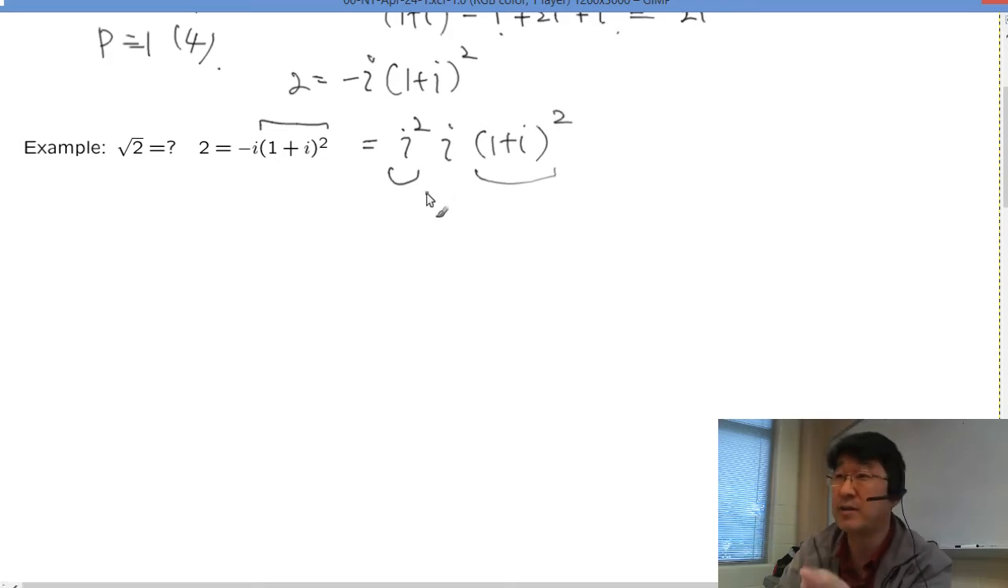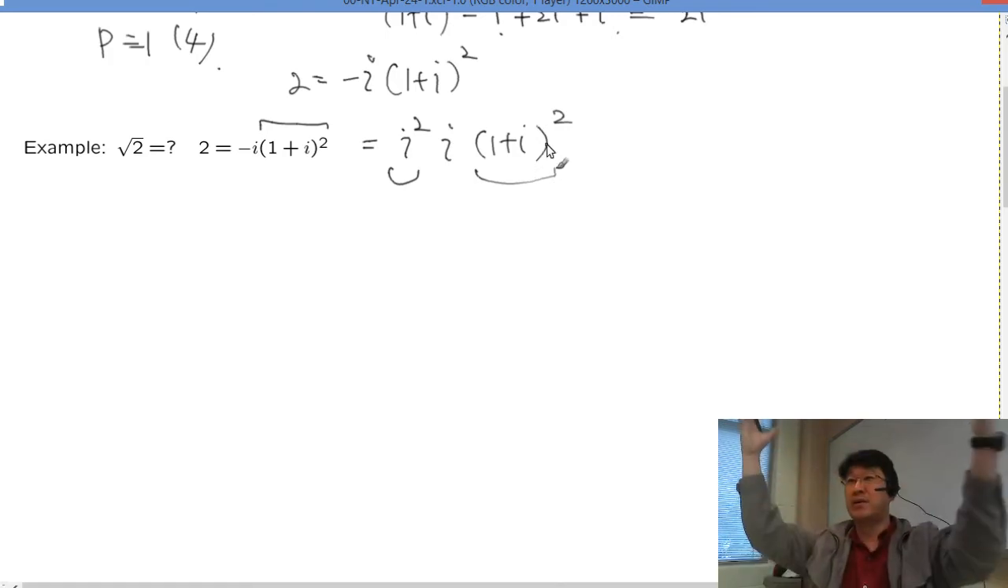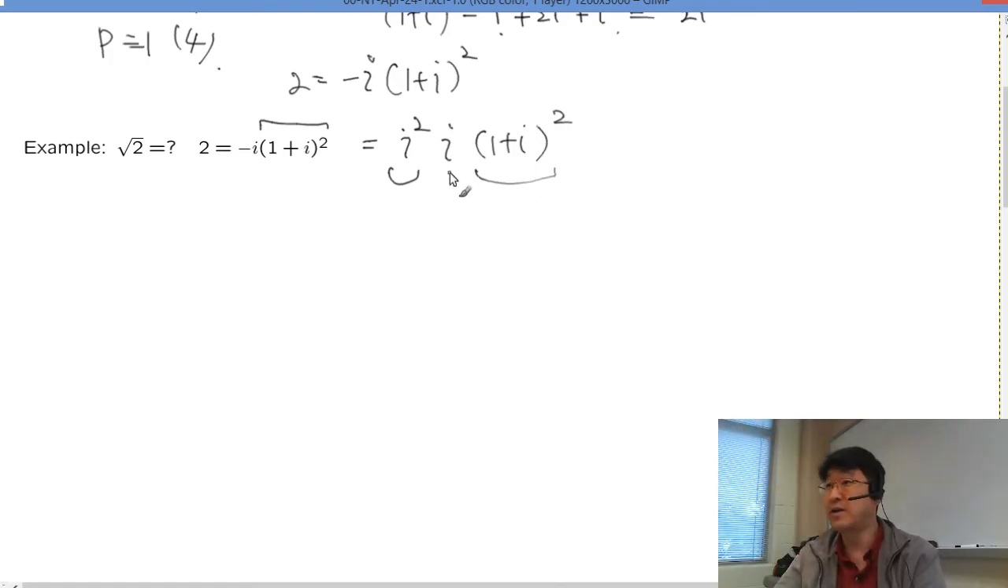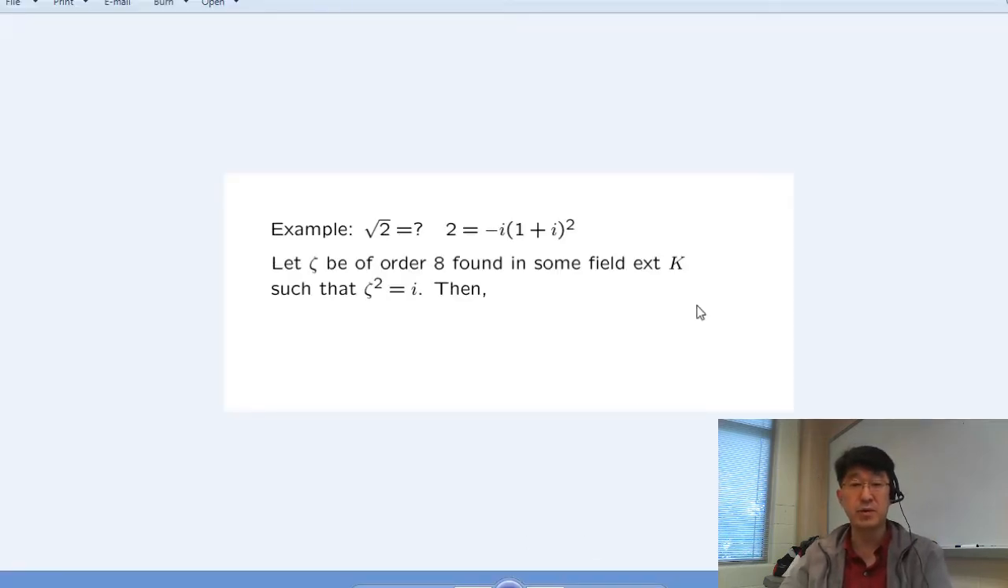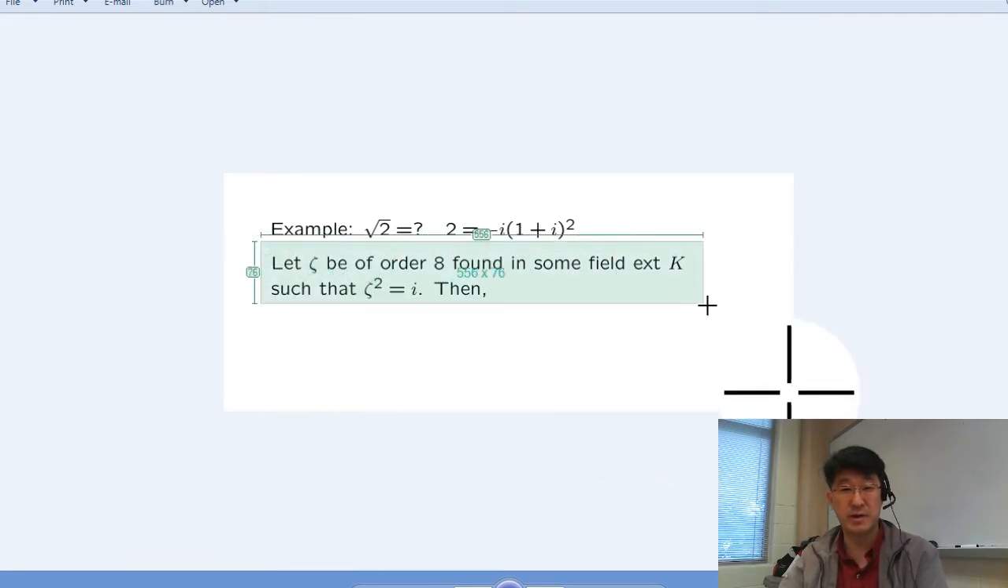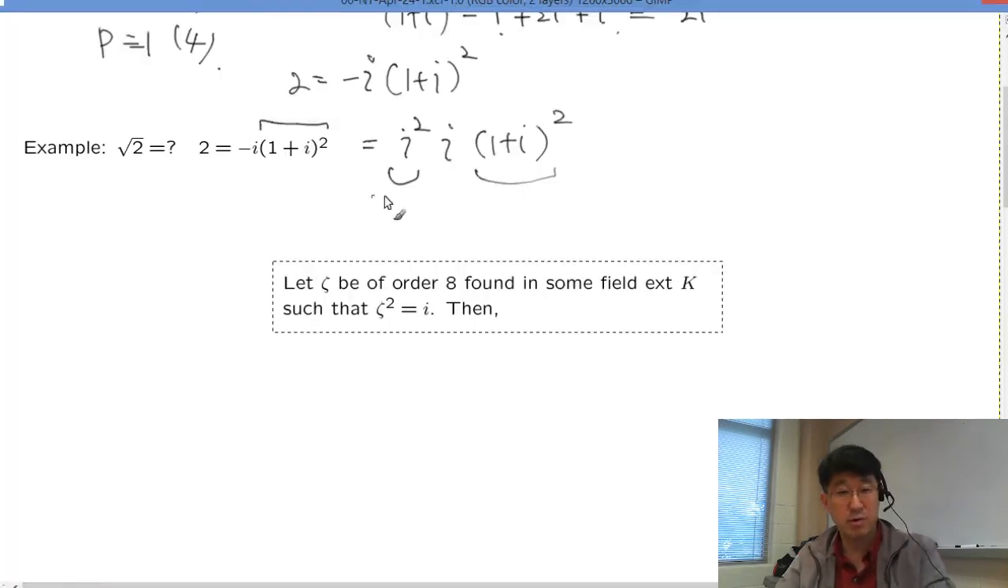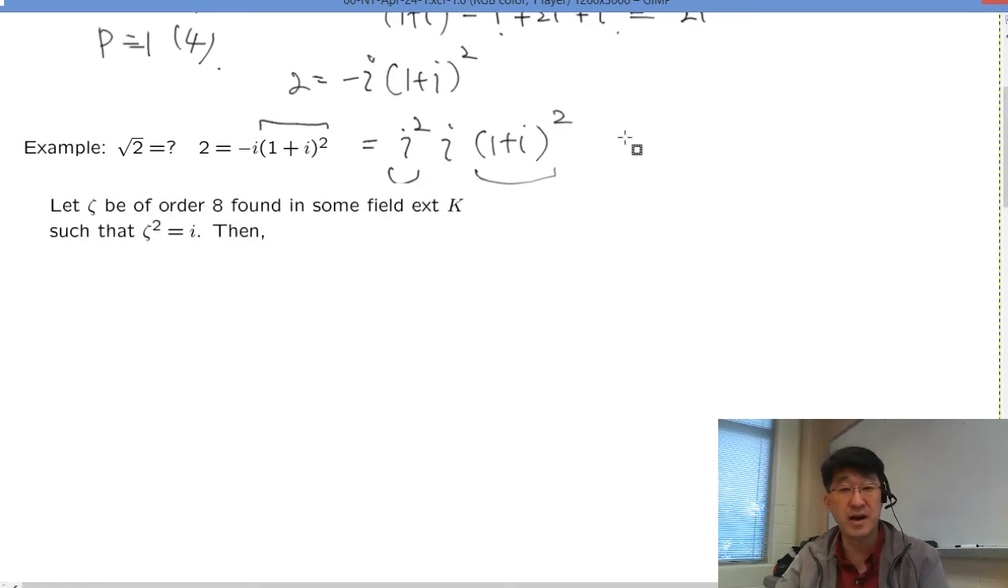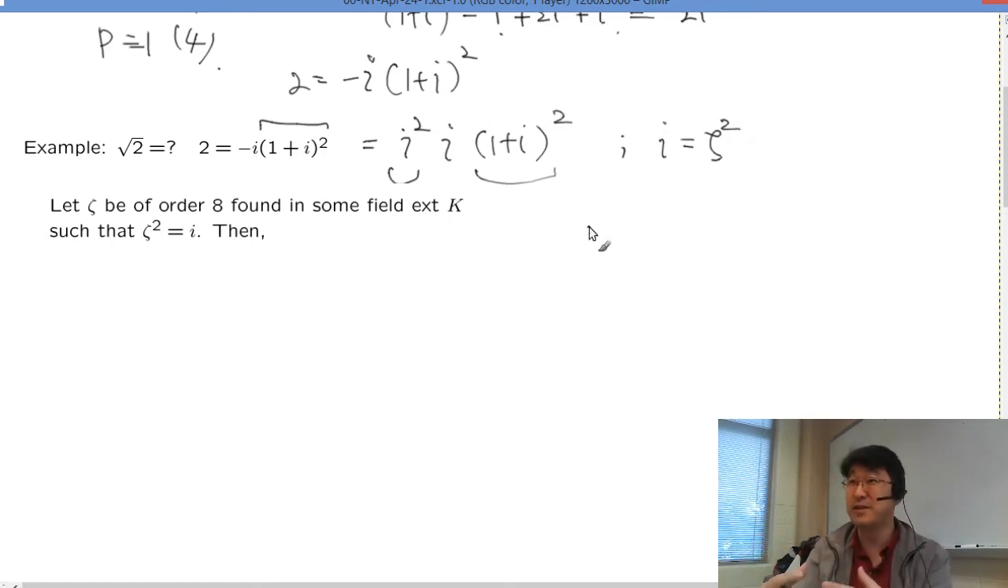But i is not a square, right? i is not a square. So if they wanted to make i a square, you have to go bigger. And this is order 4, right? If you want a square, it becomes order 8. So that's the trick: bring in order 8. Let there be an order 8 element in our world. Then I can write i as the square of zeta squared. You can always bring this convenient element that has this property in the bigger field extension. Yeah, just believe it exists. Order 8. Then this happens.